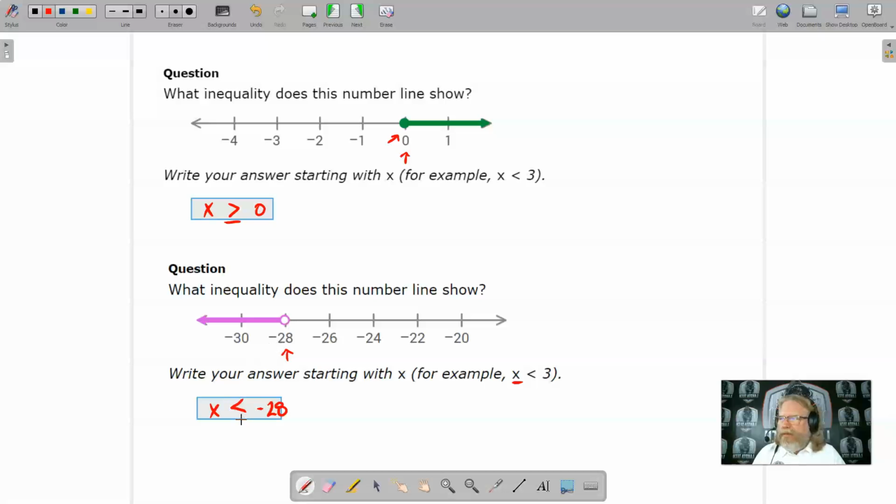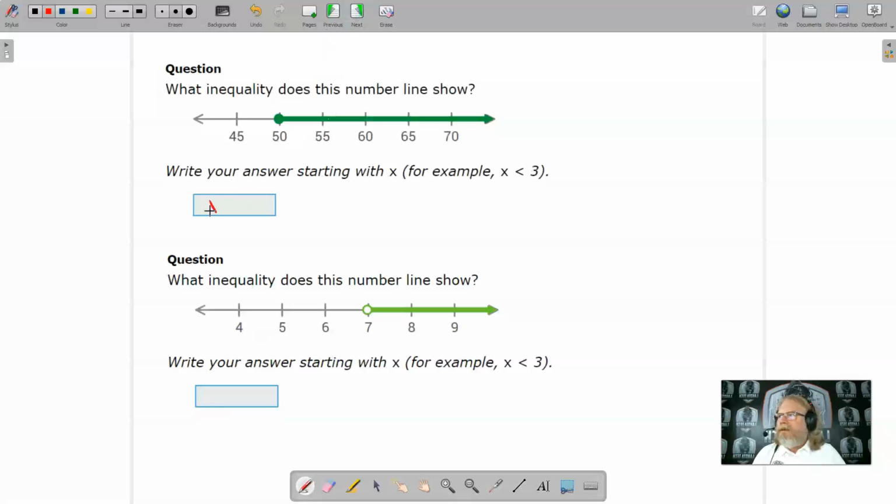Should we have the equal to portion? Should we put that there or not? Well, let's see. This is an open dot right here. So that means that negative 28 is not included. So it cannot be equal to it. So it has to be less than it. So we're just going to leave this as X is less than negative 28.